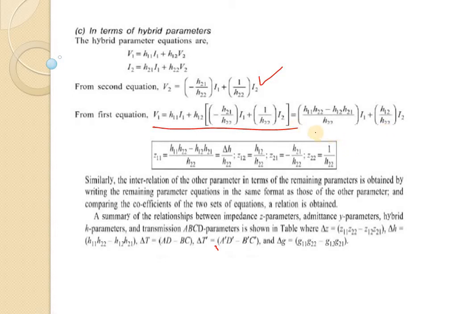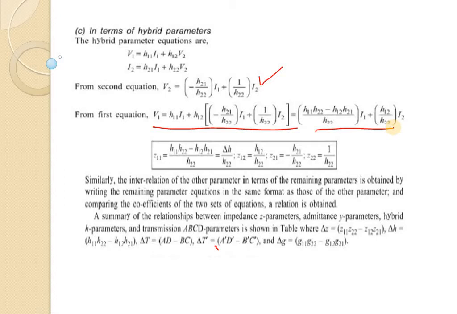So again we have got the relationship of V1 and V2, and again we compared this relationship with the relationship of Z parameters, and we have got that Z11 equals H11 H22 minus H12 into H21 by H22, and Z12 equals H12 by H22, and Z21 equals minus H21 by H22, and Z22 equals 1 by H22.